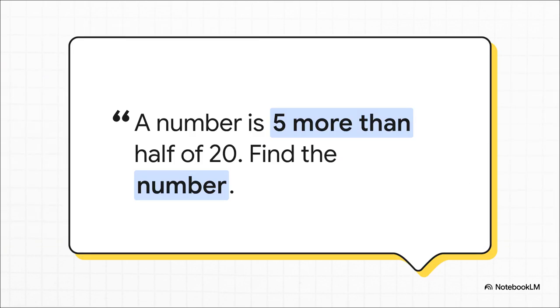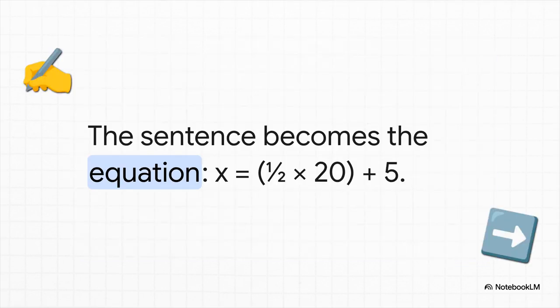All right, hero, here's your side quest. There's a number out there, a mystery number. The only clue we have is that this number is exactly 5 more than whatever half of 20 is. Our mission, should we choose to accept it, is to find that number. Now this is the magic trick. This is where we translate from plain English into the language of math.